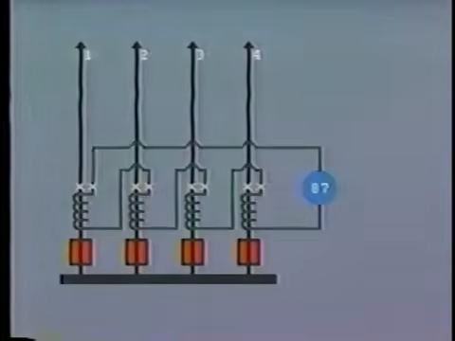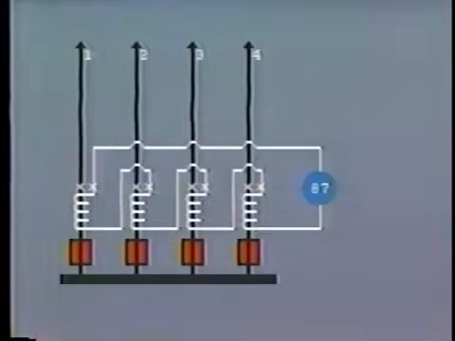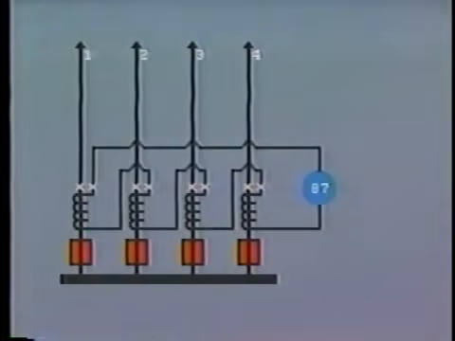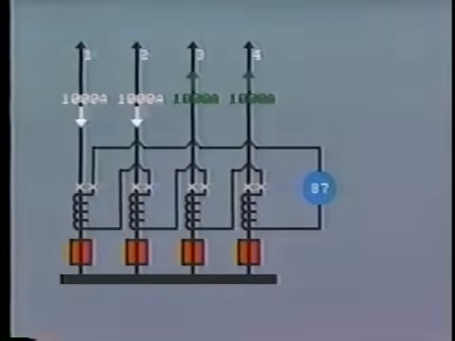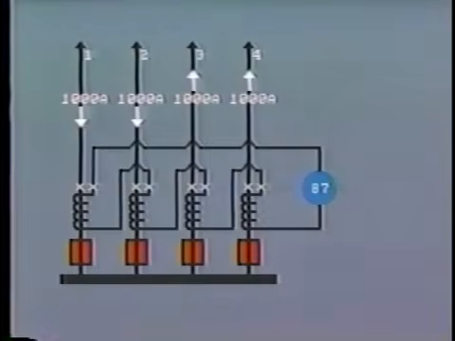For bus protection, the linear couplers are all connected in series like this. To simplify the example, let's say that we have 1,000 amps entering on each of these 2 lines, 1 and 2, and 1,000 amps leaving the bus in each of lines 3 and 4. So on the linear coupler secondaries, we have plus 5 volts here, plus 5 volts here, minus 5 volts here, and minus 5 volts here. So the voltage differential relay sees 0 volts and will not operate.